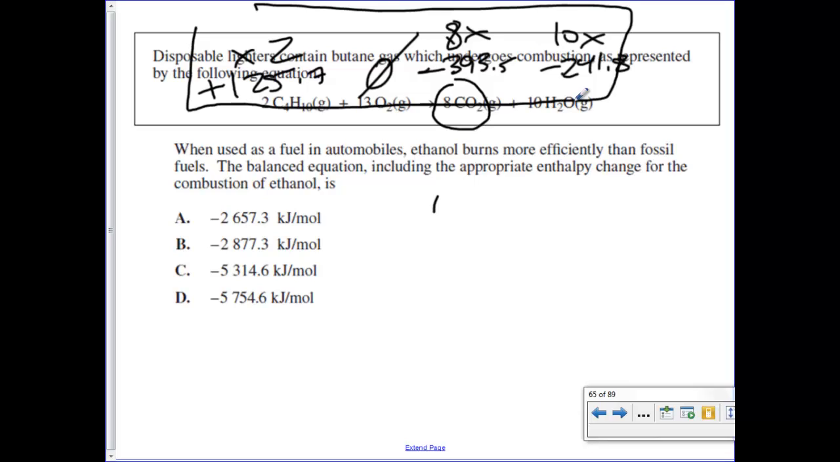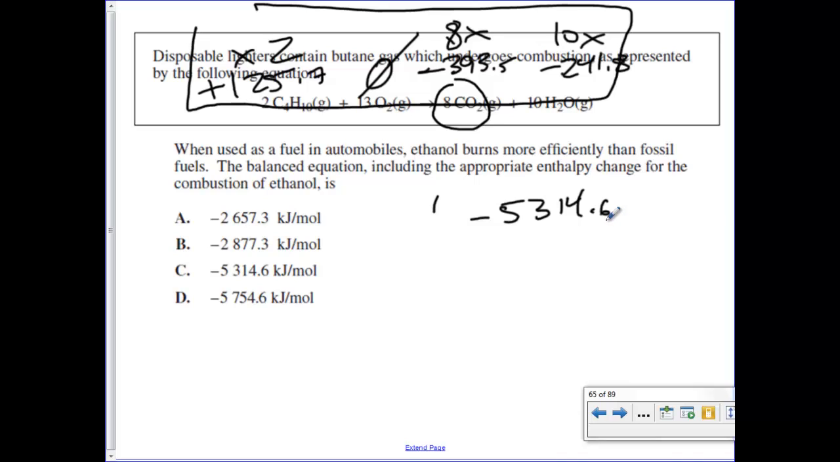Then we have to divide by. Wait, what are we dividing by? Well, let's do the divide by in a second. So just hold off on the dividing number for 1 minute. Okay. So when I put all of this together, I got an answer of negative 5314.6. Did you guys get that value?